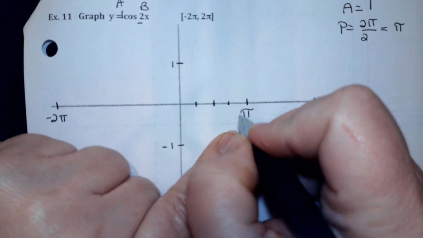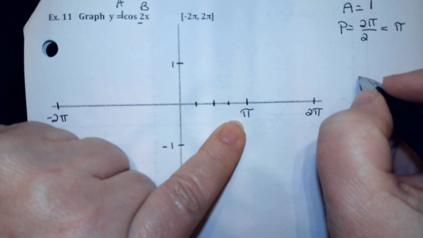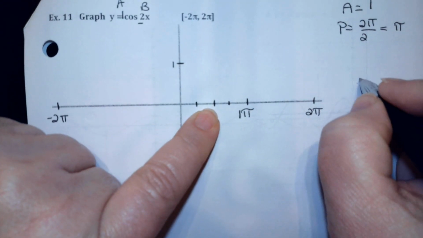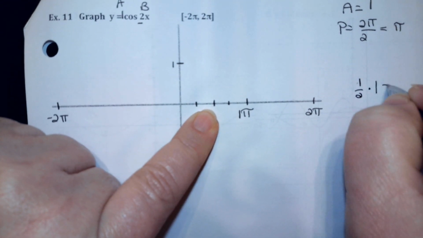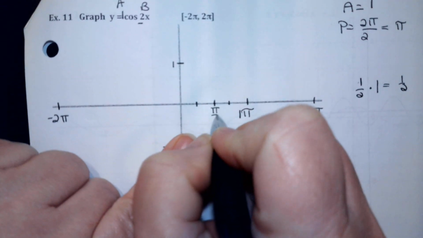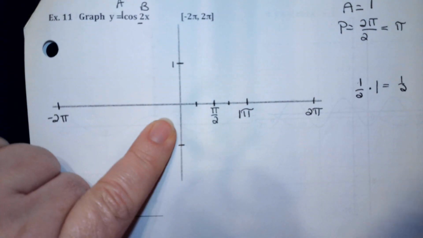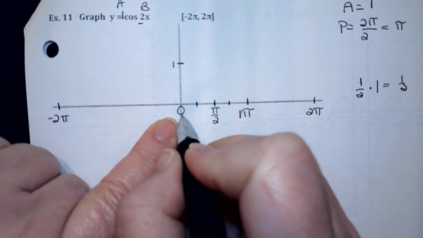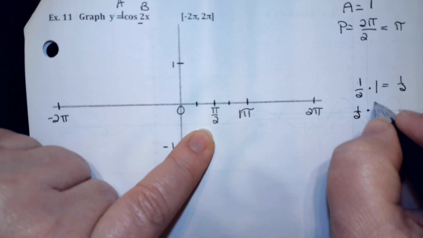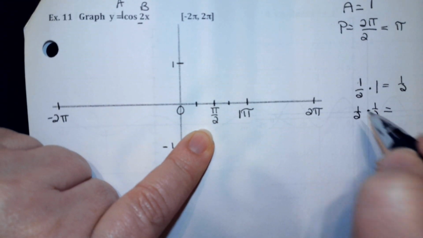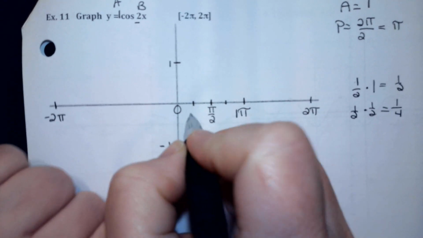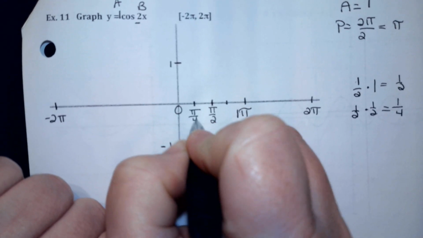All right, so this is a 1 right here. Okay, so I need to, that's the period, right? That 1 pi. So I need the midway point. So I'm going to take half of 1, which gives me 1/2. So this right here is going to be pi over 2. Well, now I need halfway between 0 and 1/2. So I need to take half of the midway point of a half. And 1 times 1 is 1. 2 times 2 is 4. So this right here is going to be pi over 4.